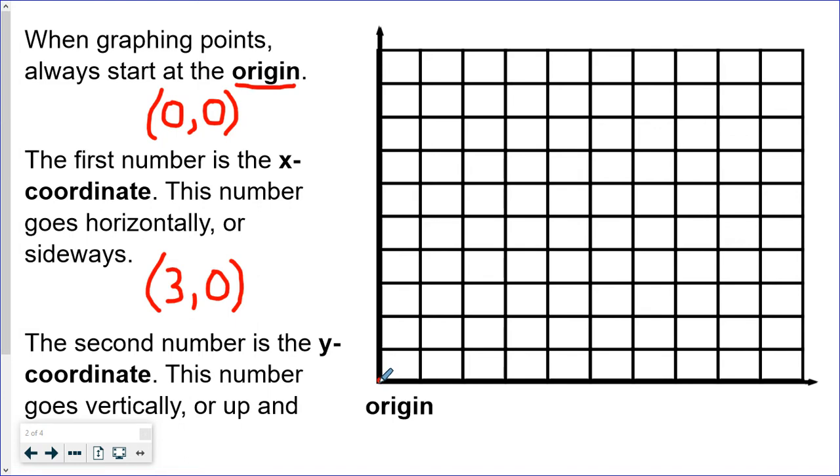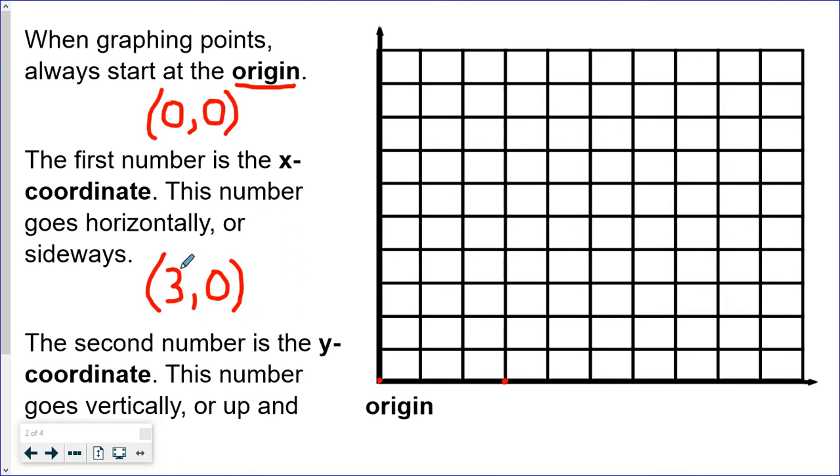Now be careful. This is 0. From 0, you've got to count 3 places. So you're going to go 1, 2, 3, okay? And then we're going to put a little mark right there. And since y is 0, that means we're not going to go up or down. That means that's where that mark would go right there.